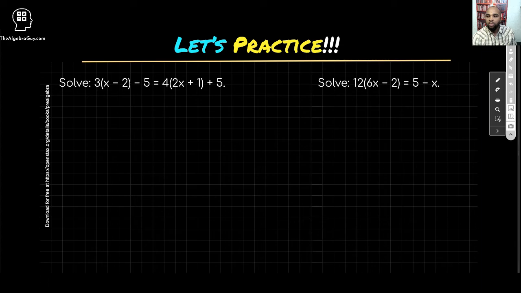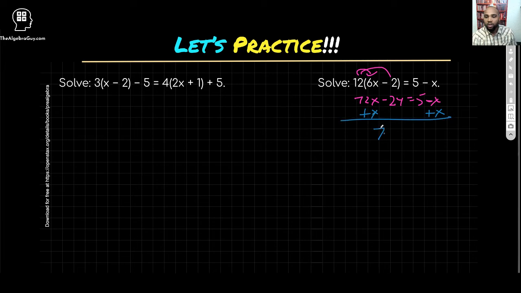All right, I didn't do this one over here. 12 times 6 is 72x. 12 times -2 is -24. Now let's see if we can combine anything. No, these are two different terms, but we can get our x on the same side by adding x here and adding x here.